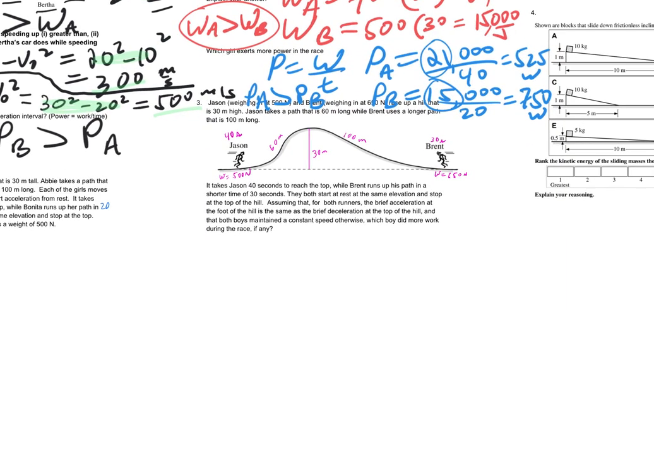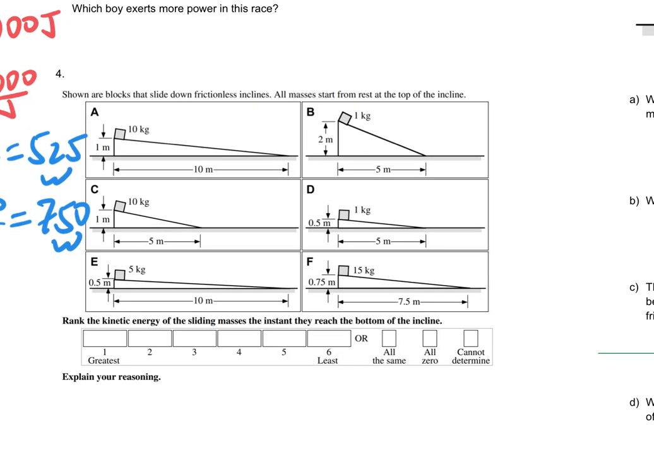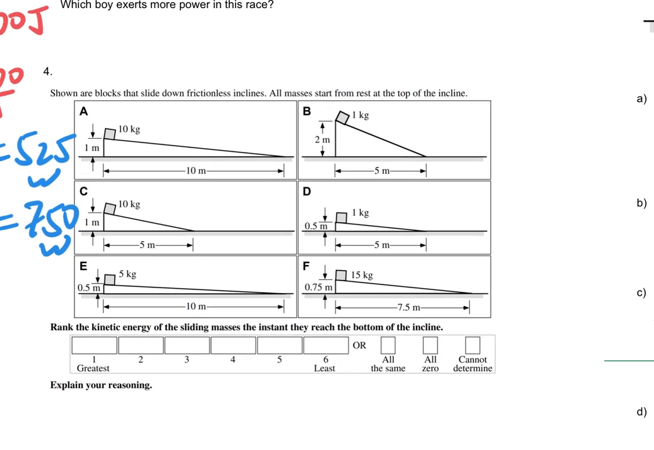Okay, I'm going to skip number 3 because it's exactly the same kind of idea. I'm not going to do it. Okay, so number 4, blocks slide down a frictionless incline. All masses start from rest.